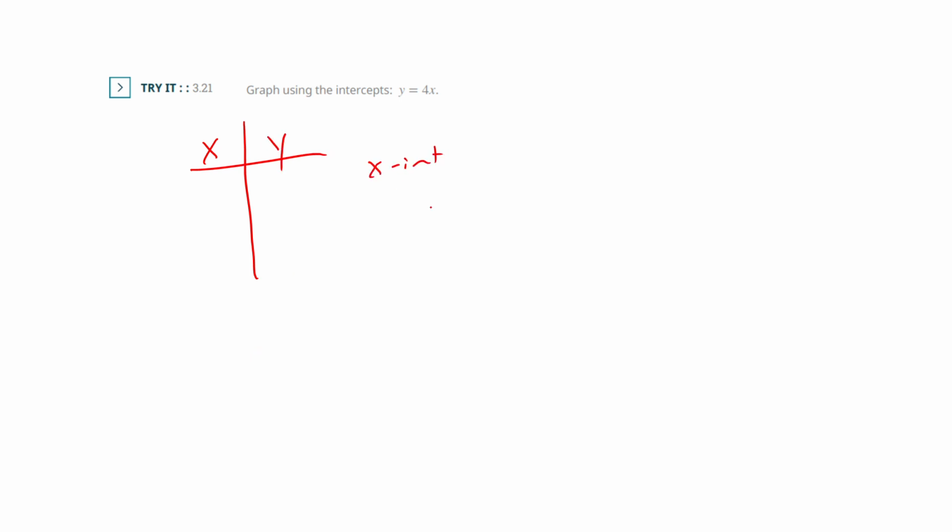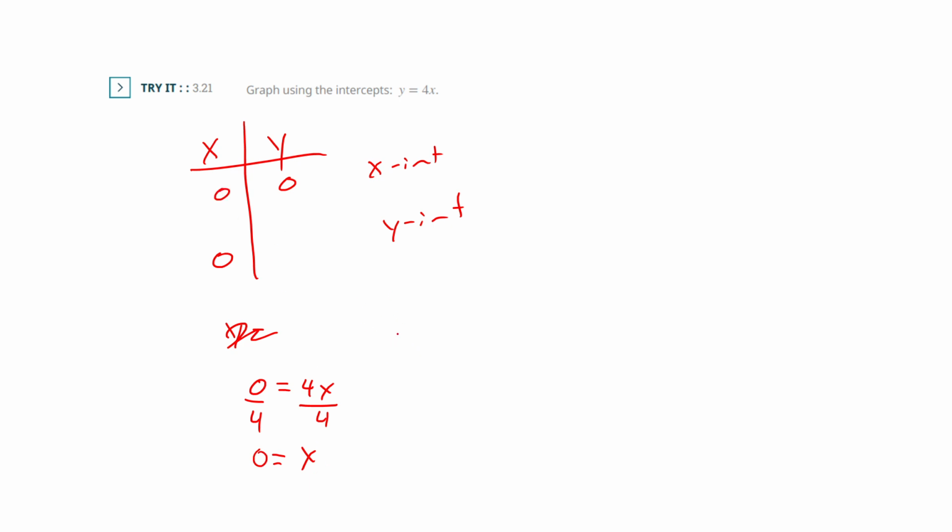I keep switching these. I'm sorry, I can't remember which way I do it until I start writing. The x-intercept is when y is 0. Y-intercept is when x is 0. Let's do the first one here. So I'm putting in 0 for y. Get 0 equals 4 times x. Now don't let this trick you. It's still easy. Divide both sides by 4. You get x equals 0.